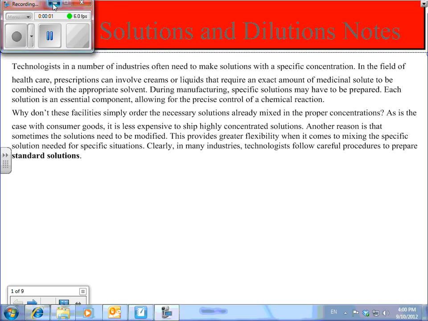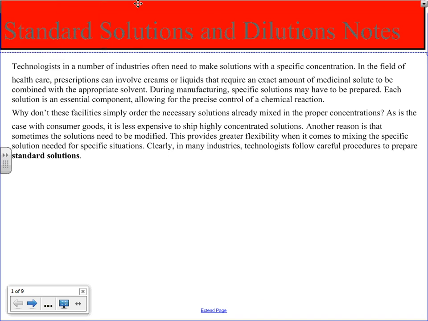Okay, so we're going to do some standard solutions and dilutions notes. Technologists in a number of industries often need to make solutions with a specific concentration. In the field of healthcare, prescriptions can involve either creams or liquids that require an exact amount of medicine solute to be combined with the appropriate solvent.